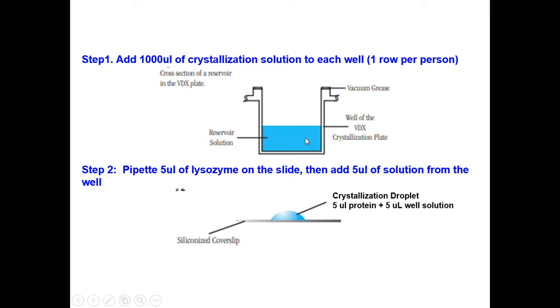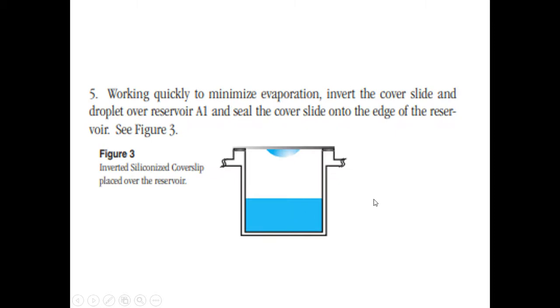Okay, the idea is that you have a very high concentration of solution here, and the trick is to get the solution from here to diffuse down into the reservoir solution. Okay, and in doing so, it forces a crystal to form. Okay, so once you have that drop on there, you pop it on the top of this well.